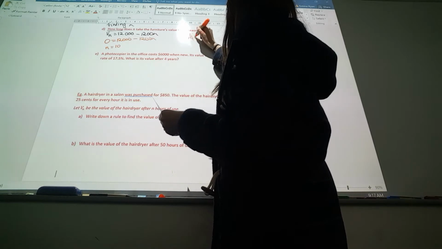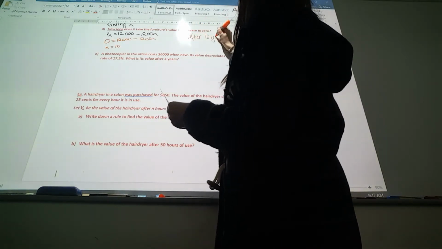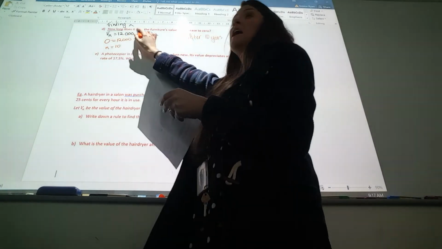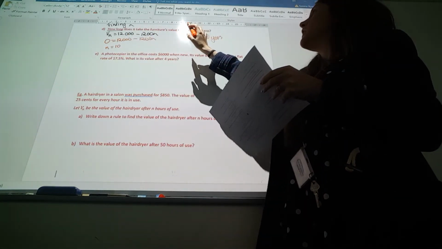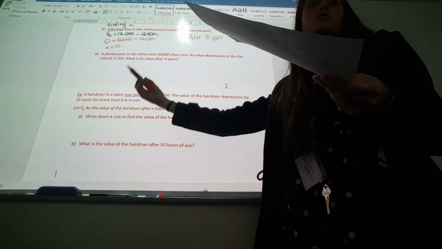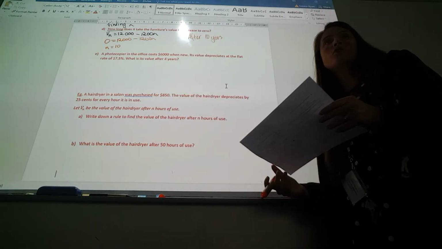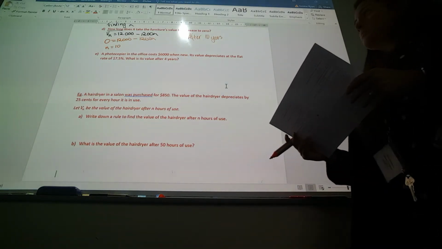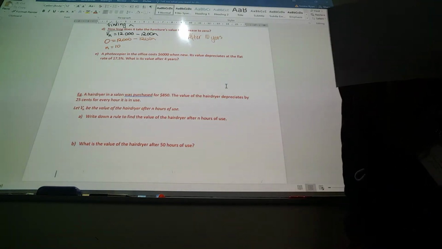So after 10 years. Why isn't n equal 0? Because it's asking us how long does it take. Oh, okay. Yep, it's not asking us after 0 years. So we've got to try and find how long it takes, which is our n. Any questions about that one?